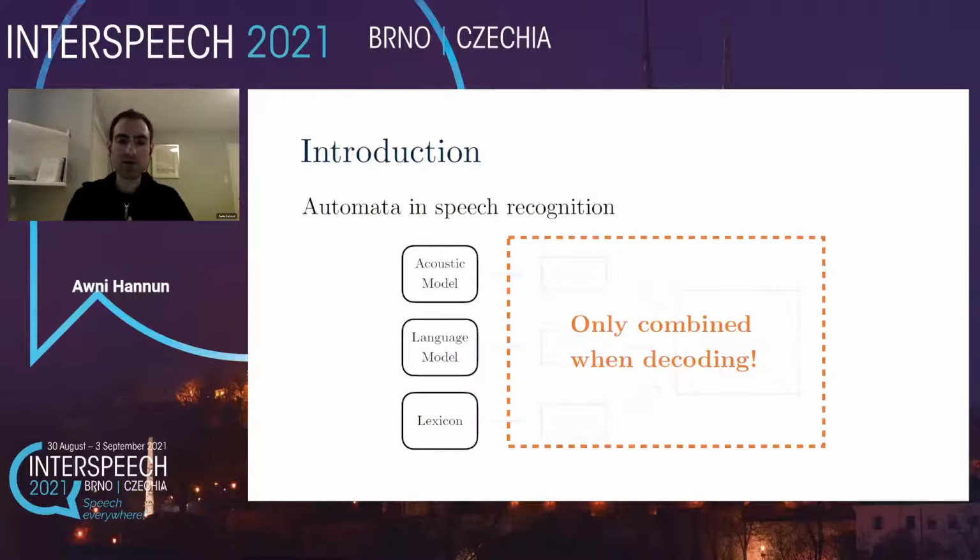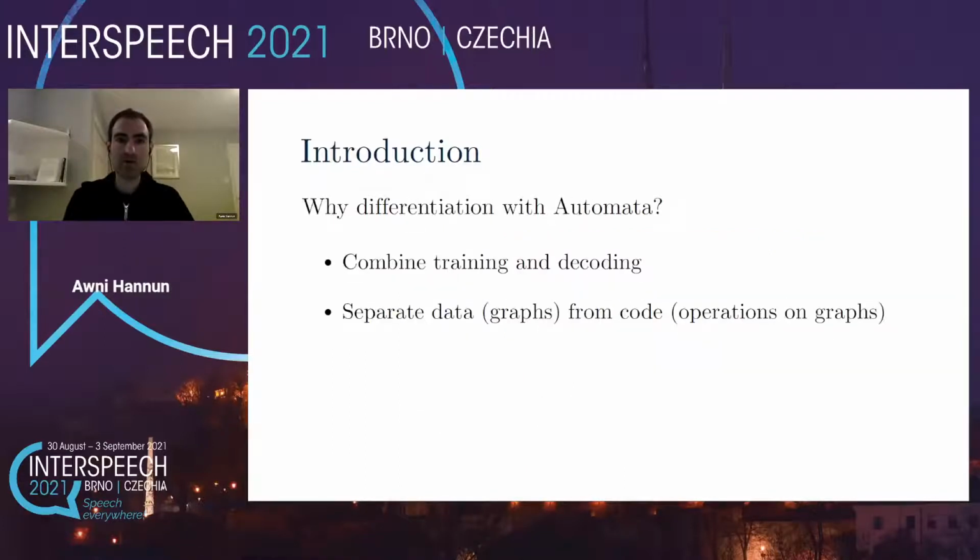This step where we convert them to WFSTs and then combine them in the decoder only happens when we're using the speech system, not when we're training it. And that's a missed opportunity. It's also a problem because, like I said earlier, it means that the components haven't learned to work together as cohesively. And so there's potential robustness issues and potential performance to be had.